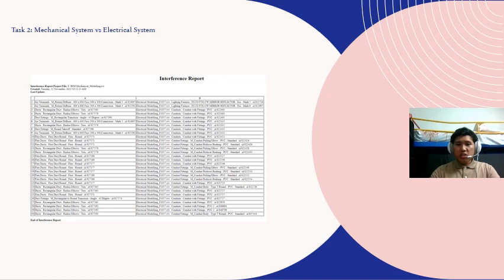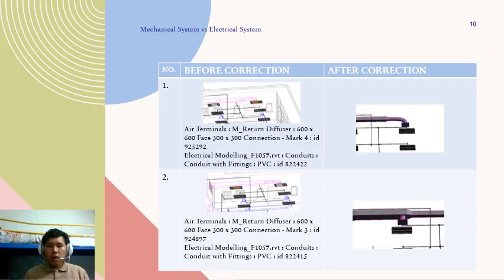Next, interference checking for task 2, mechanical system versus electrical system. The interference report shows 30 problems that I need to solve. Actually, I just need to solve 11 problems because the others are repeated from the other problems. On the left is before correction and on the right is after correction.